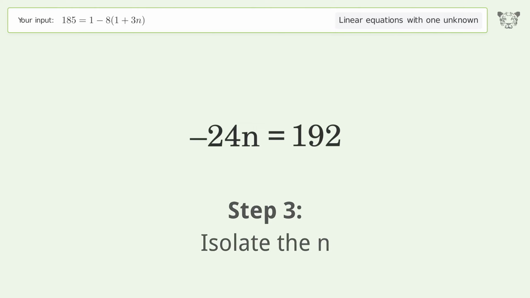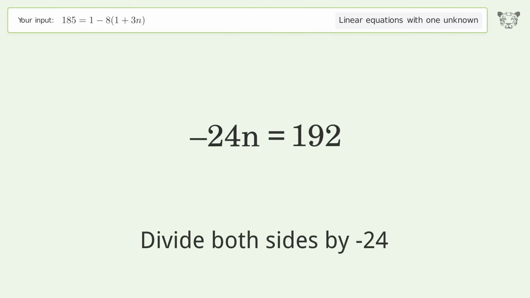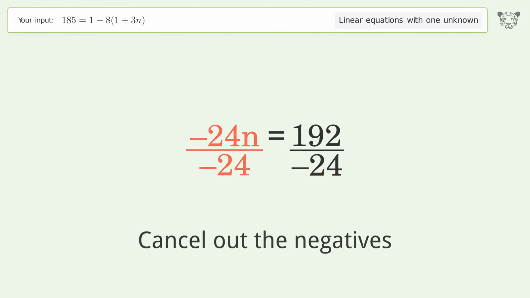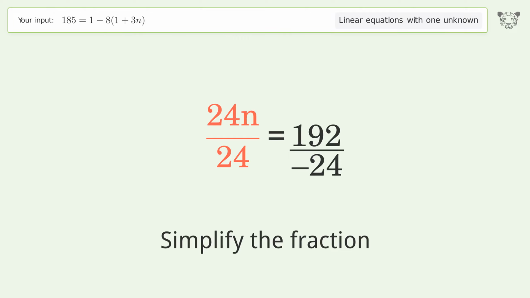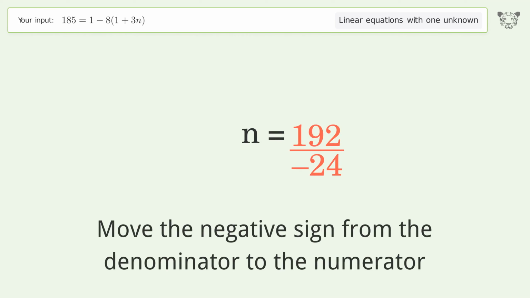Isolate the n. Divide both sides by -24. Cancel out the negatives. Simplify the fraction. Move the negative sign from the denominator to the numerator.